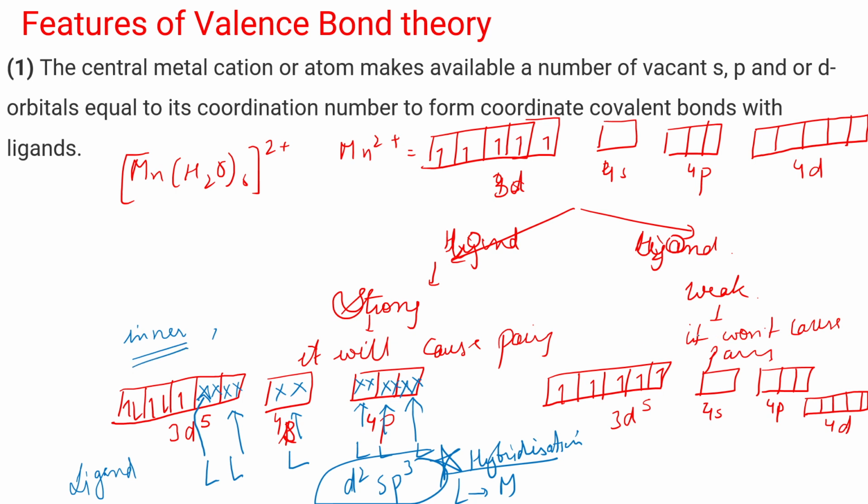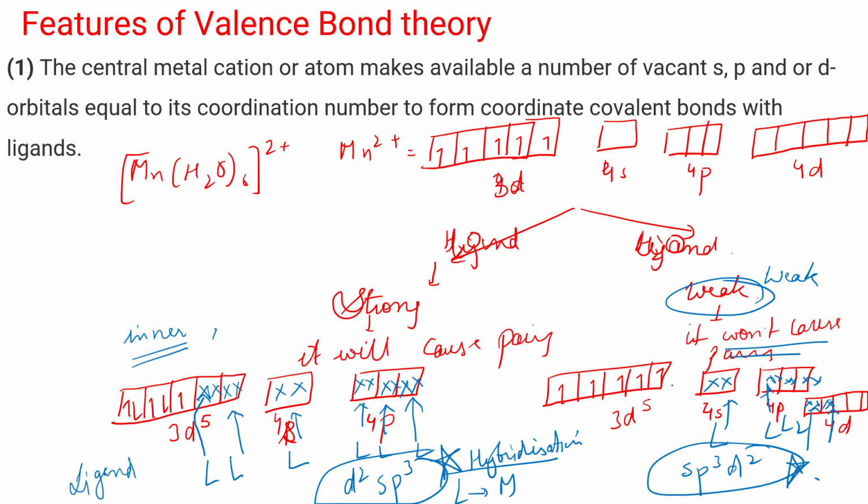And in the case of weak field ligand, weak ligands won't cause pairing. So the ligands will be donating their electrons to the outer d orbital instead. So six of the ligands will be filling four over here and two over here. So the filling will be like sp3d2. It is an outer sphere coordination complex. This one is inner and this one is outer. You got my point.